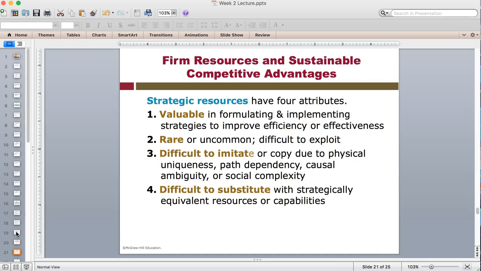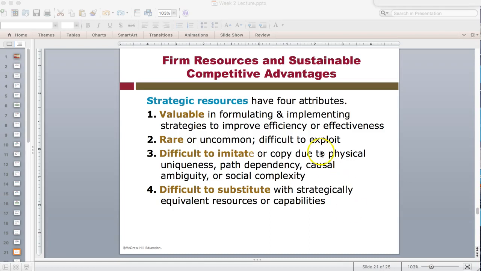Now, to determine whether these are sustainable competitive advantages, you want to look at four attributes. Basically, you want to look at whether the resources that you've talked about are valuable. Do they actually make a difference? Do they allow you to be more efficient or effective? Are they uncommon? Are they something that are fairly unique? Are they hard to copy? And is it easy or hard to substitute with other resources or capabilities?